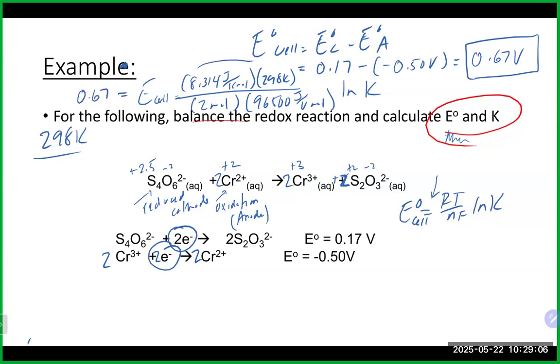So cleaning up here, we got 8.314 times 298 divided by 2 and divided by 96,500. That's going to give us, if we clean up that section there, 0.012837. Natural log of K equals 0.67 volts. Obviously, we're going to divide that now to the other side. 0.67 divided by that. That's going to get us here 52.1922 equals natural log of K.